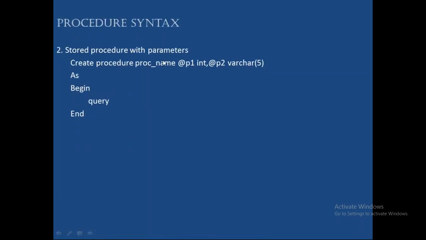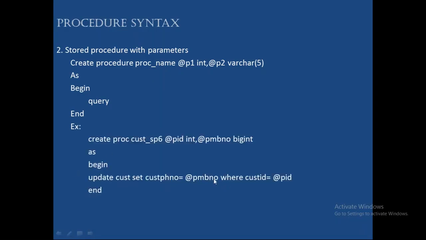Same thing: create a procedure, procedure name, @p1 int, @p2 varchar, as begin end. Here you have a query. Now you see this is the procedure which will update. Create proc cust_sp takes this ID and this mobile number. So update the customer table, set customer phone number to whatever mobile number has been provided. But if you execute only till here, it will update the phone number for all the customers. That's why you need to put a condition saying don't update all customers' phone numbers; update where customer ID is whatever value is provided. Example, my customer ID is 10 and I will update my phone number.